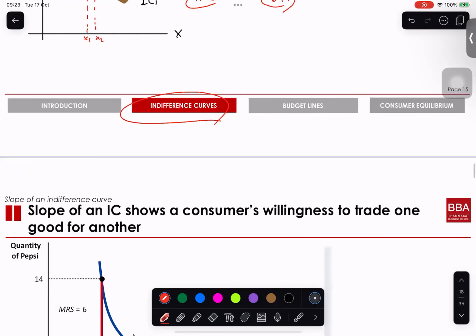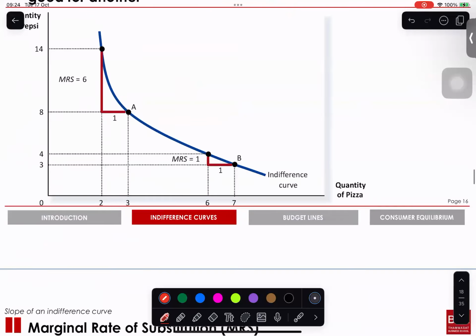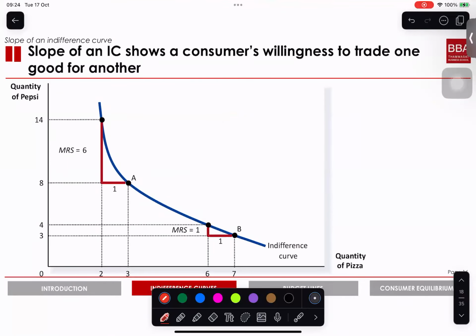We are still on tracker number 2. Room number 1, room number 2, room number 3. We are about to leave room number 1 and enter room number 2 soon. Now, slope of indifferent curve.